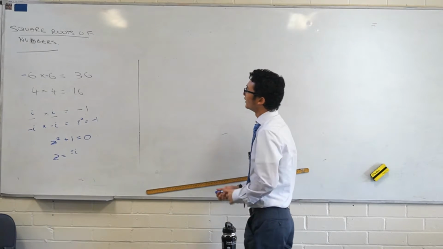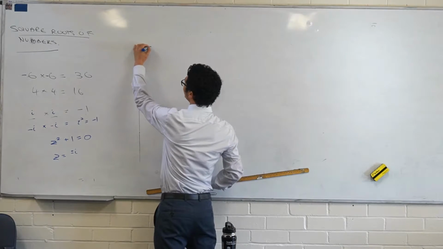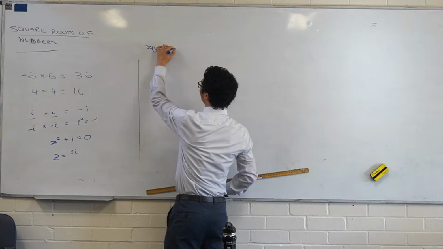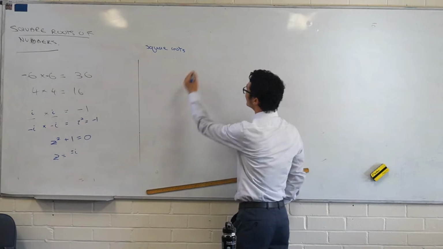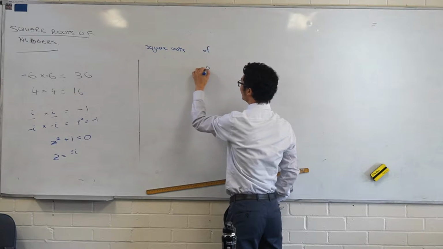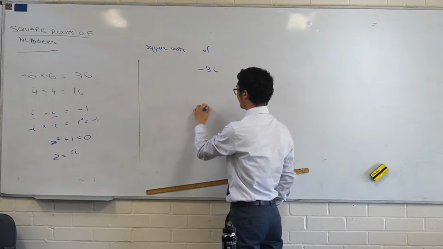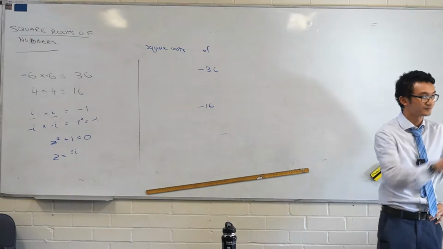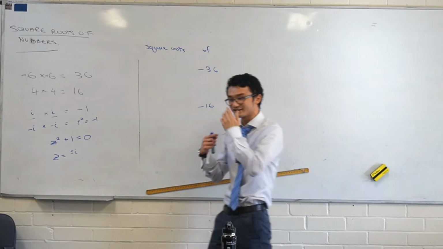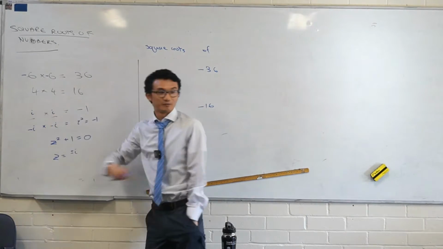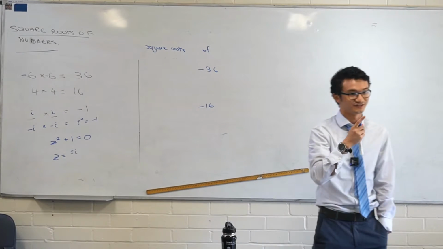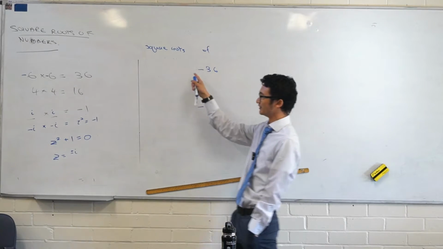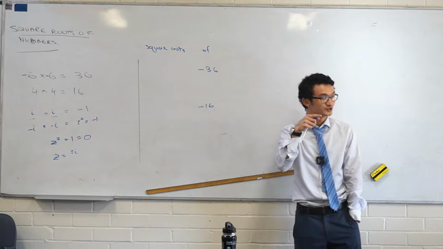What if I wanted to find the square roots of the negatives of these, like the square root of -36 or the square root of -16? Can we do that now? -6i times -6i. Yes, right.